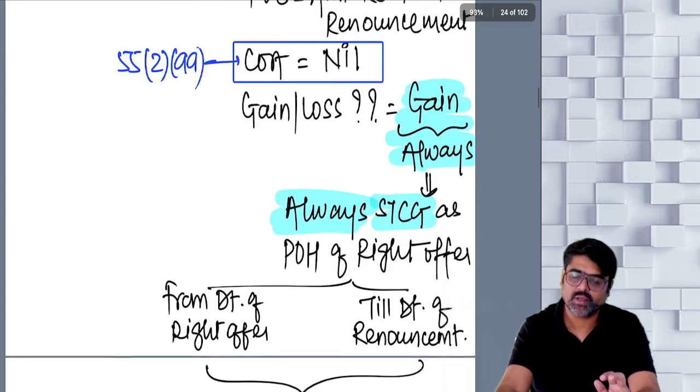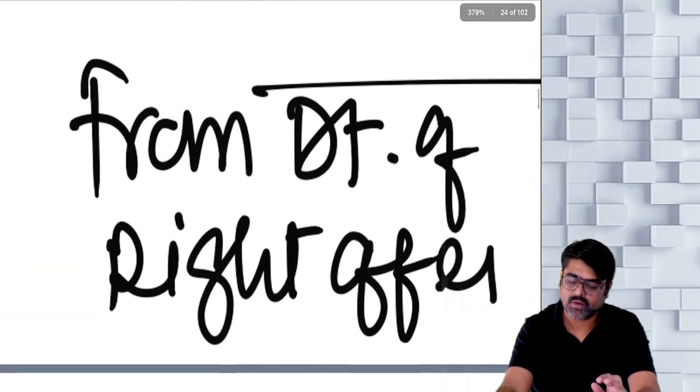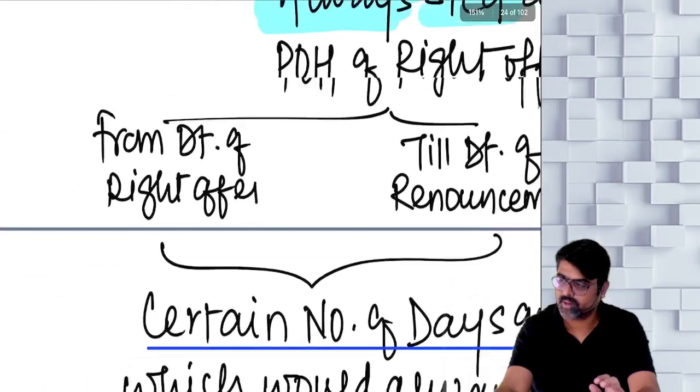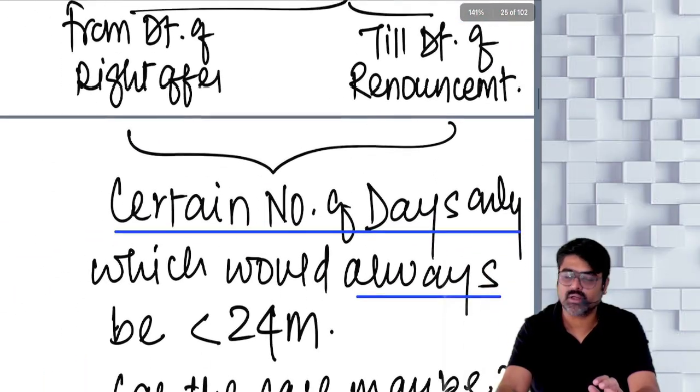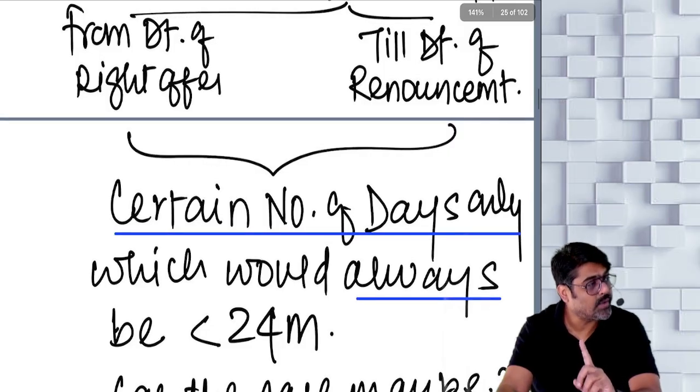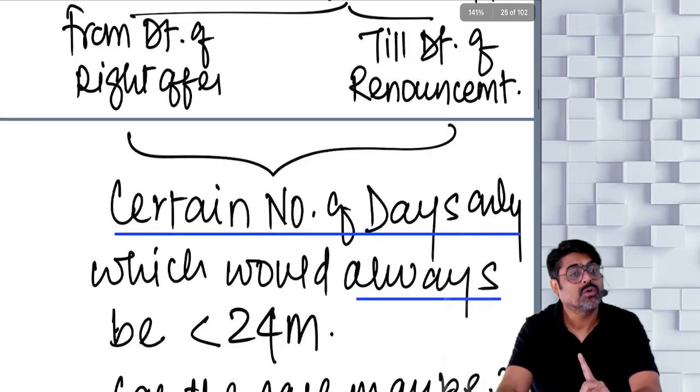What will be the period of holding of the right? From the date on which the company offered the right till the date of renouncement. This is the period of holding. This will always be a certain number of days, always less than 24 months. So, the right is always a short-term capital asset.